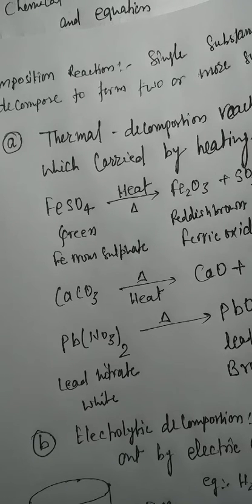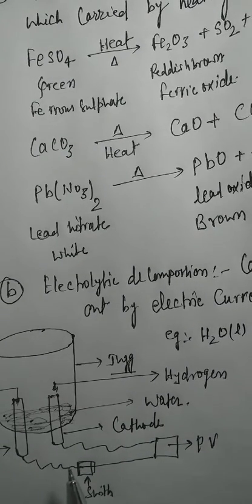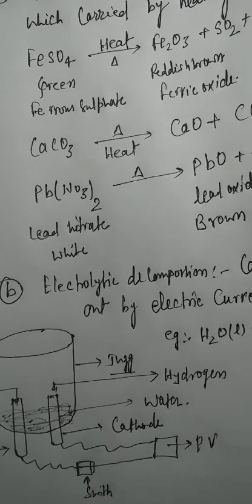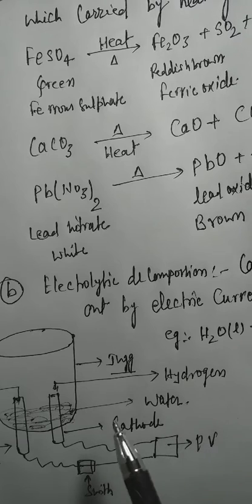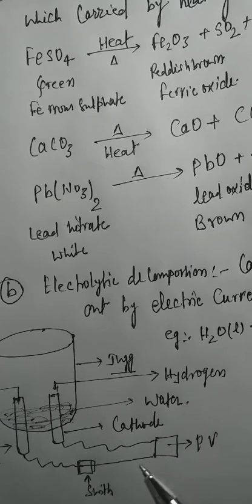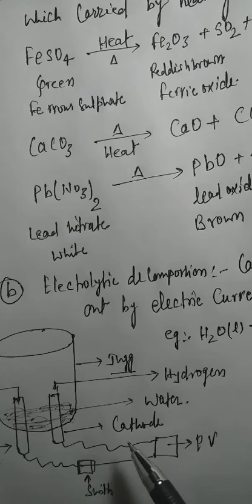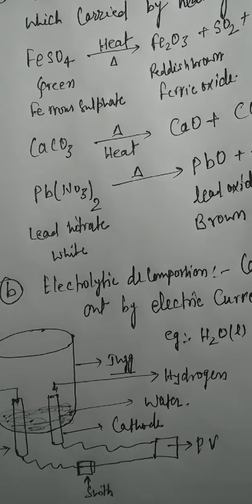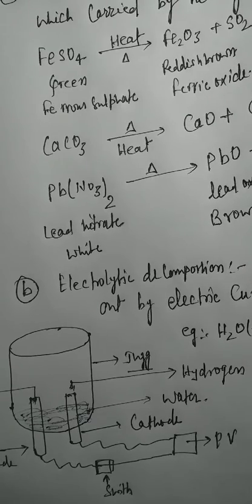These are three types of decomposition reaction. First we discussed thermal decomposition. Second is electrolytic decomposition, where we used the setup where we take a plastic jug and consider two rods in it, one considered as anode and one as cathode. On the cathode rod hydrogen got deposited, and oxygen is deposited on the anode. So this is the complete setup for electrolytic decomposition.